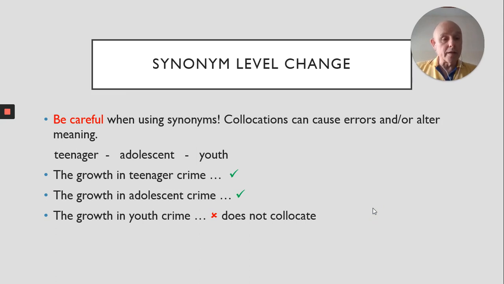So there's another way that synonyms can get you in trouble, and that's collocations. They can cause errors and alter meaning. So if we look at these synonyms, teenager, adolescent, and youth: the growth in teenager crime, that's fine. The growth in adolescent crime, that's fine. The growth in youth crime, that does not collocate. And if you use that in an IELTS exam, it would be marked against you. So be careful with collocations. That's one of the reasons it's really important when you're entering new vocabulary to make note of any collocations that you see.